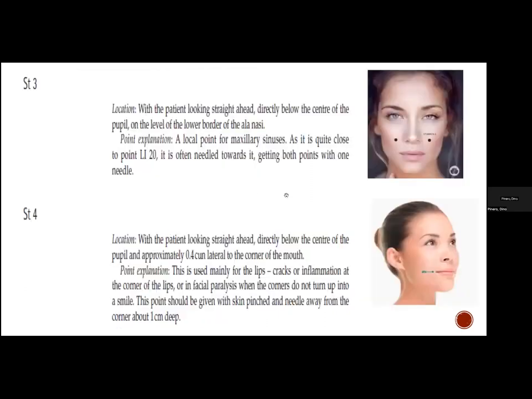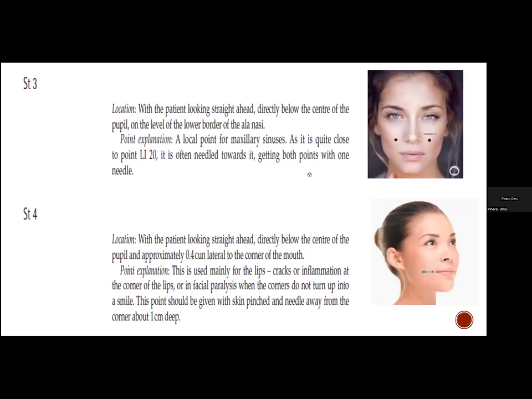Next, we have the stomach 3. Ang location niya with the patient looking straight ahead, directly below the center of the pupil. So, i-align po sa center ng pupil on the level of the lower border of the ala nasi. So, a point explanation, a local point for maxillary sinuses, as it is quite close to the point LI-20. It is often needled towards it. So, pag needle, papunta po sa may LI-20, getting both points with one needle. Okay, dito po sa may side ng nose.